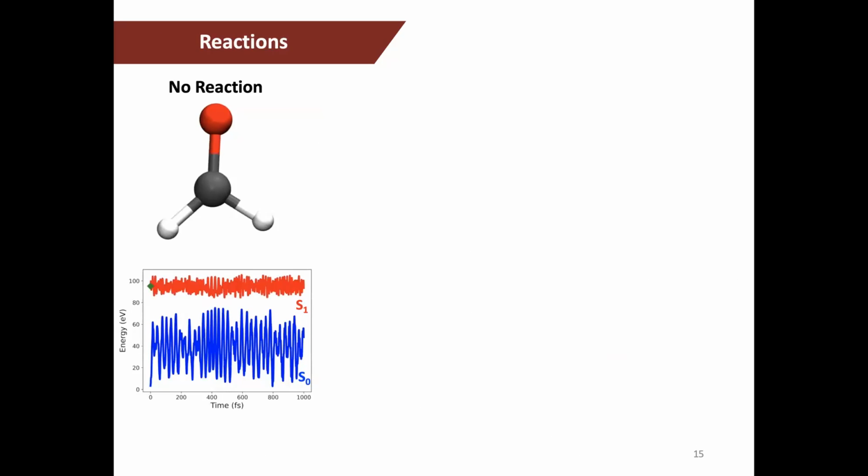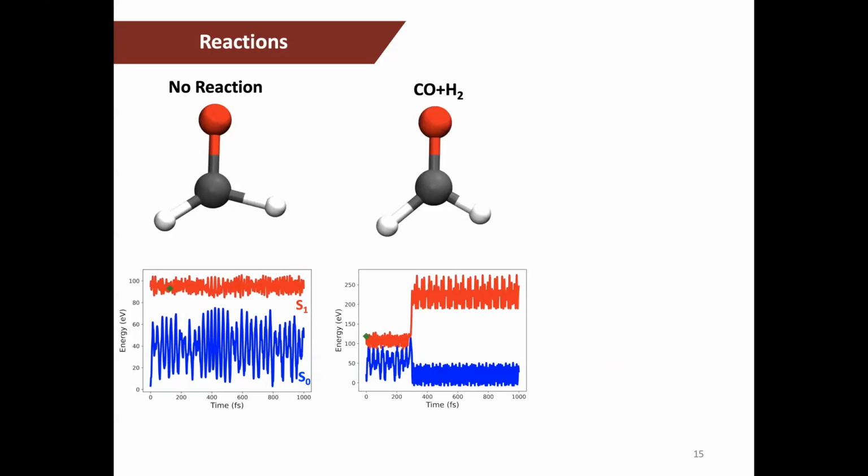And so there were 3 possible outcomes. So there could be no reaction, where the molecule just stays on S1 and doesn't hop down. Another possible reaction is that it could form CO plus H2. So here's that video. It starts off in S1 on the red and it propagates for a while. And then given enough time, it finds the conical intersection and goes off and forms CO plus H2.